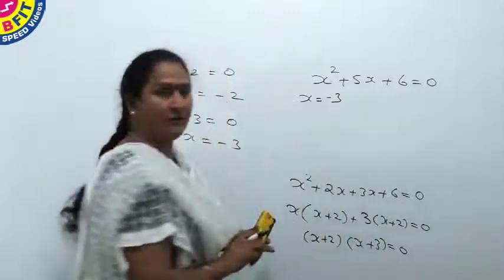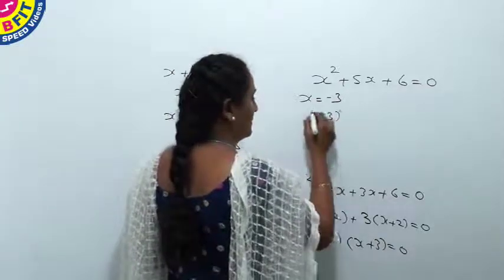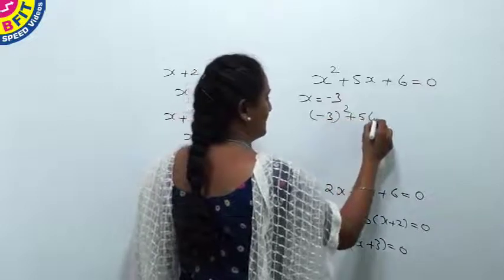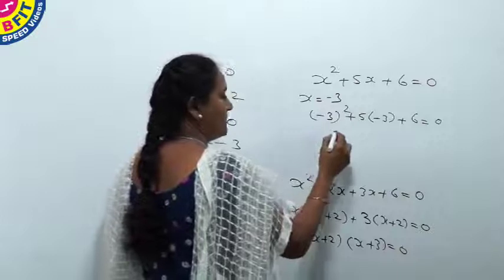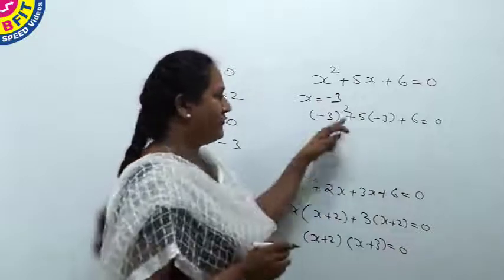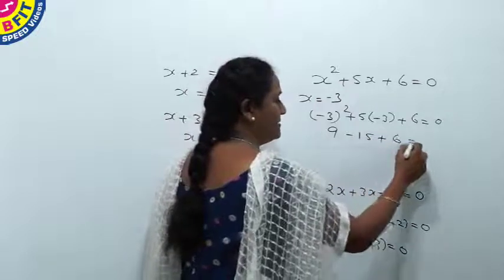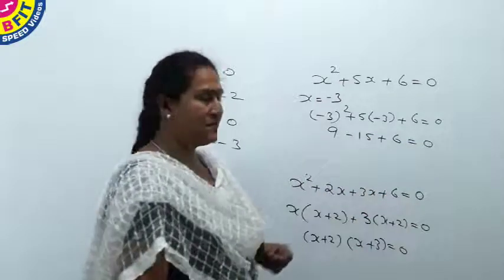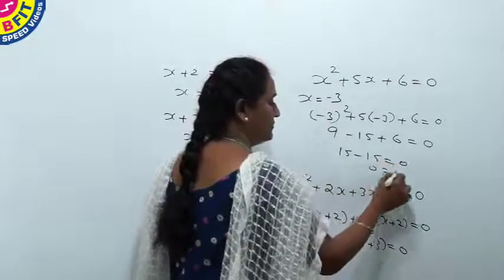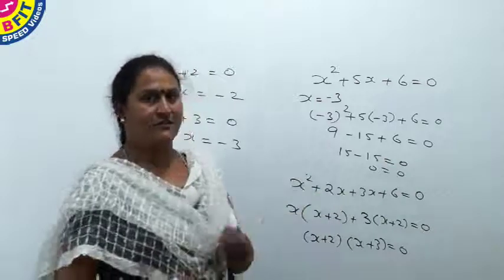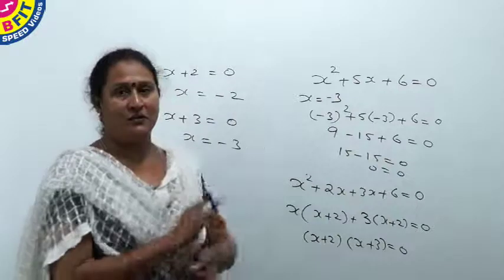So substituting minus 3 for x, minus 3 the whole square is 9. So 5 into minus 3 is minus 15, plus 6 equal to 0. So 9 plus 6 is 15, minus 15 equal to 0. So x equal to minus 3 also satisfies the equation. So x equal to minus 2 and minus 3 are solutions of this equation.